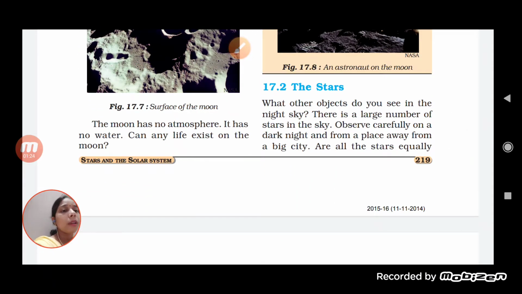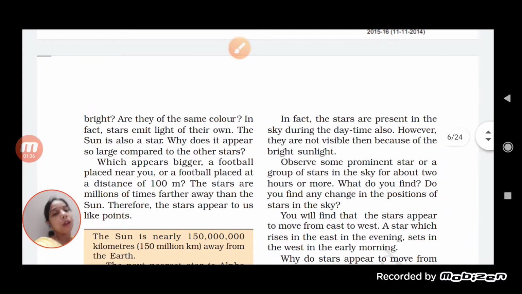Stars. What other objects do you see in the night sky? There is a large number of stars in the sky. Observe carefully on a dark night, from a place away from a big city. Are all stars equally bright? Are they of the same color? In fact, stars emit light of their own, and the sun is also a star. Why does it appear so large as compared to other stars? Which appears bigger: a football placed near you or a football placed at a distance of 100 meters? The stars are millions of times farther away than the sun, and therefore a star appears like a point.